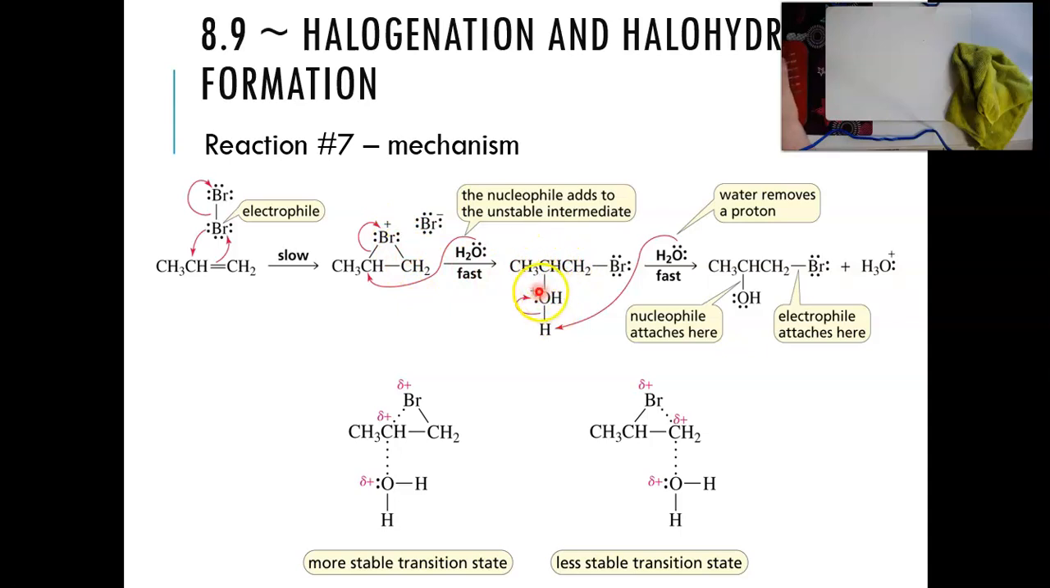And we've seen water used as a nucleophile before. We know when it adds, it goes from being neutral to being positive. So that last step that we need, we're going to use a second water molecule to do a proton transfer to get rid of that extra hydrogen so that we end up with our neutral nucleophile. So we've added our bromine on the less substituted carbon, and we've added our alcohol onto that more substituted carbon. All right, let's look at our next reaction.